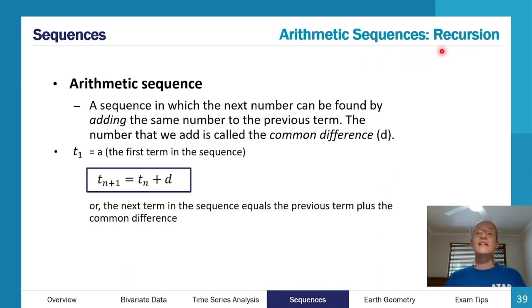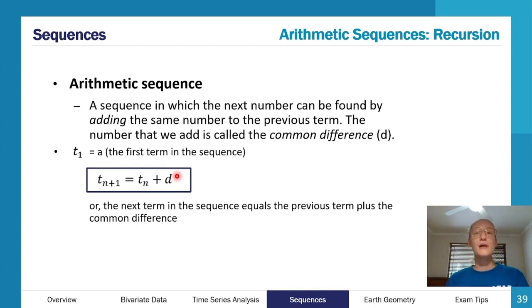So how do we calculate it using recursion? This might look a little bit scary at first, but once we break it down, I promise it'll make a bit more sense. So again, T1, sometimes referred to as A, is the first term in the sequence. And this is the rule that we use to calculate or solve arithmetic sequences using recursion. So T(n+1) is equal to Tn plus D. Or if we break it down in words, that can help make it make more sense as well. So the next term in the sequence, T(n+1), is equal to the previous term, or the current term, plus the common difference.